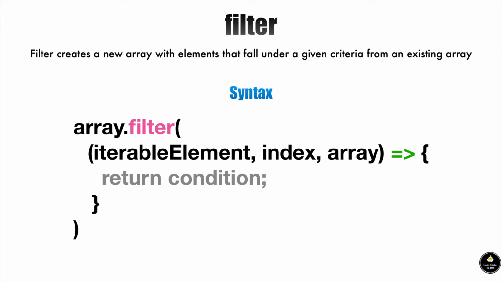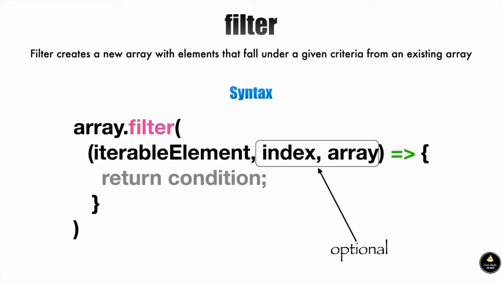I'll actually show you an animation of how the filter method works on an array and how the condition returning true or false decides whether the objects go into a new array or not. This would probably give you a clear understanding of what a filter actually is.